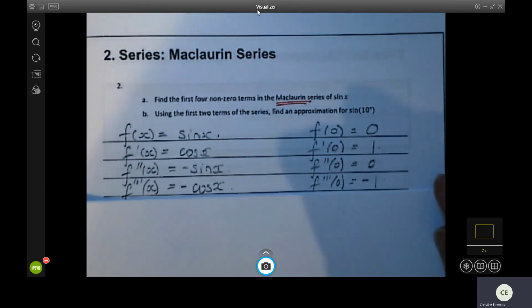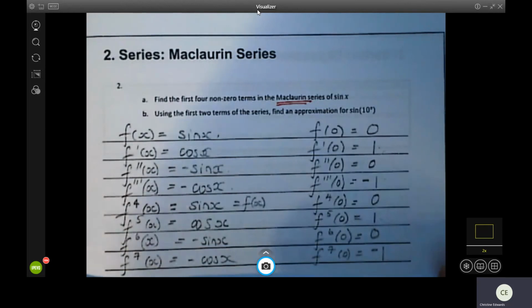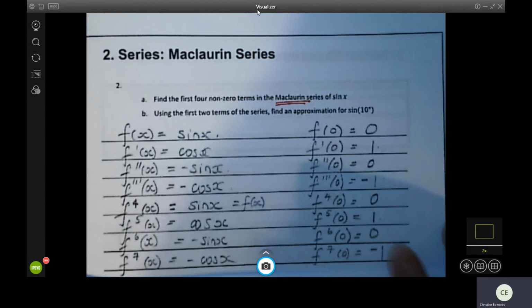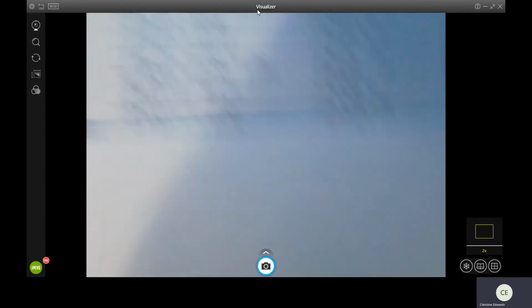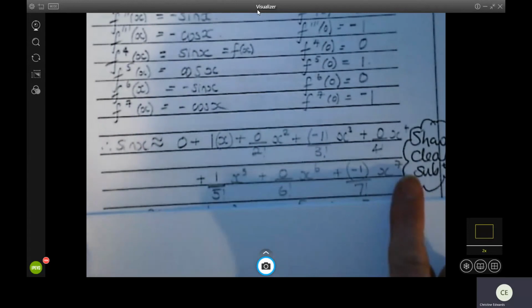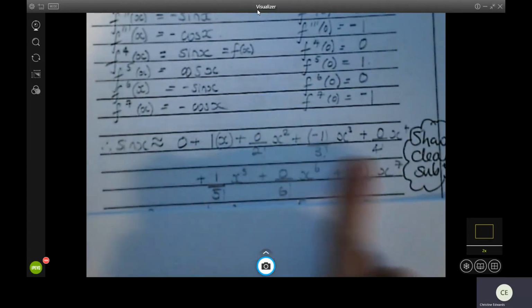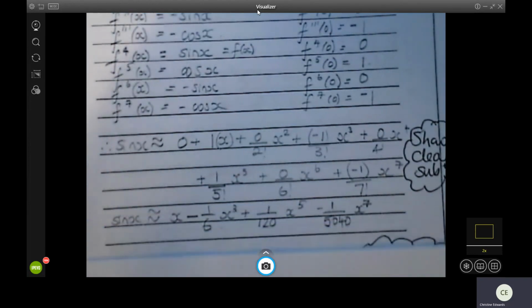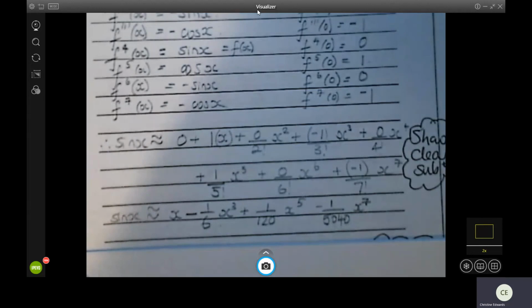I need to keep going, which I do. And I now have 4 non-zero values, which means I will get the first 4 non-zero terms when I substitute into the Maclaurin expansion now. So I would refer to my formula book. I will show my substituting into the Maclaurin expansion clearly, and then I simplify and I come up with an approximation for sine of x as follows. So you can see there that we have 4 terms.